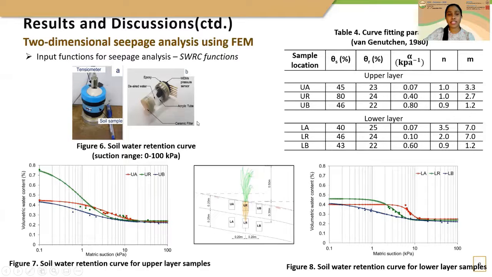The first function is the soil water retention curve function. In order to obtain the soil water retention curve, I used tensiometers for a suction range of 0 to 100 kilopascals. Figure 7 shows the soil water retention curves for the upper layer sample, and Figure 8 shows the soil water retention curves for the lower layer sample. Table 4 summarizes all the curve fitting parameters that I obtained using the van Genuchten method.